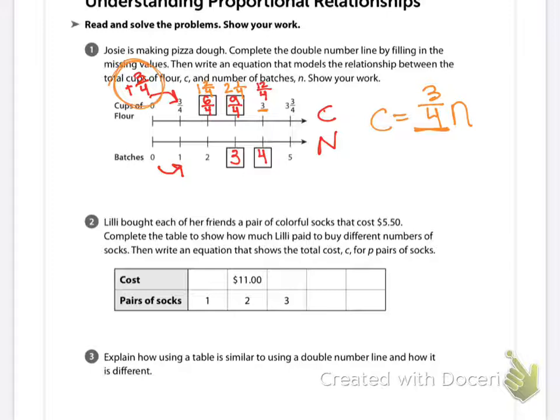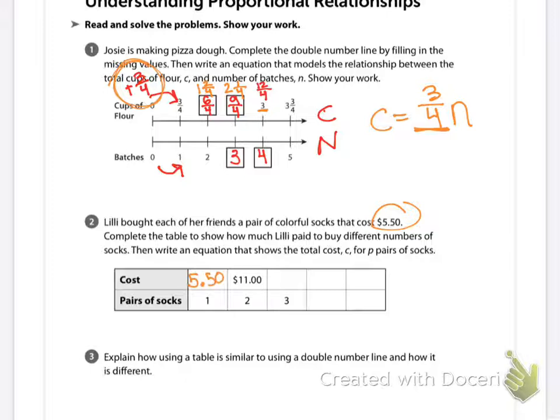Okay, let's think about the same thing in a table for number 2. Lily bought each of her friends a pair of colorful socks that cost $5.50. Complete the table to show how much Lily paid to buy different numbers of socks. Then write an equation that shows the total cost C for P pairs of socks. Well, it tells us in the information that for one pair of socks, she paid $5.50.